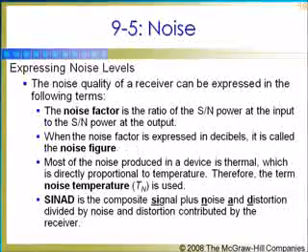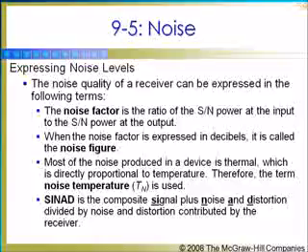Expressing noise levels. The noise quality of a receiver can be expressed in the following terms. First, noise factor. This is the ratio of the SN power at the input to the SN power at the output. The noise figure is when the noise factor is expressed in decibels. Noise temperature: most of the noise produced in a device is thermal, which is directly proportional to the temperature, and this term noise temperature is used.